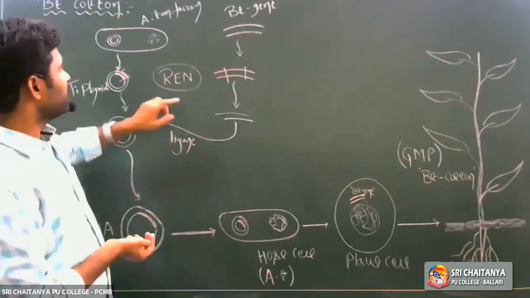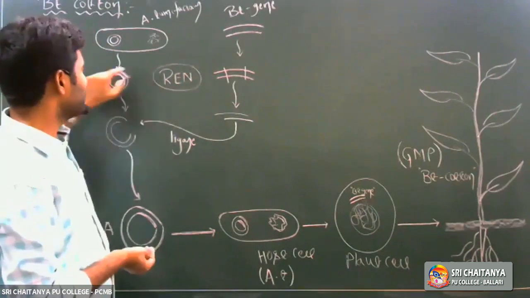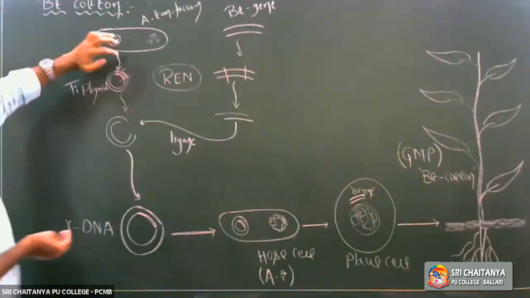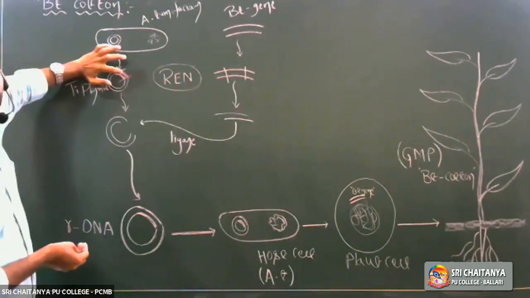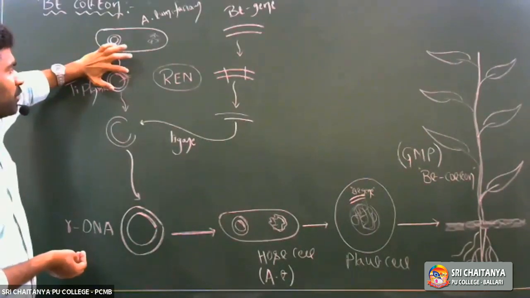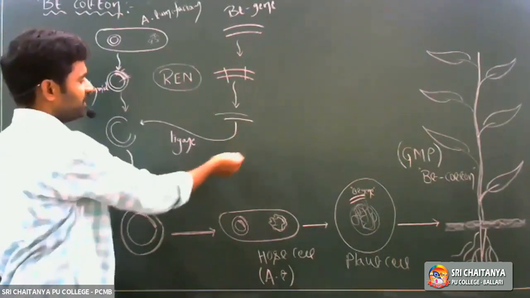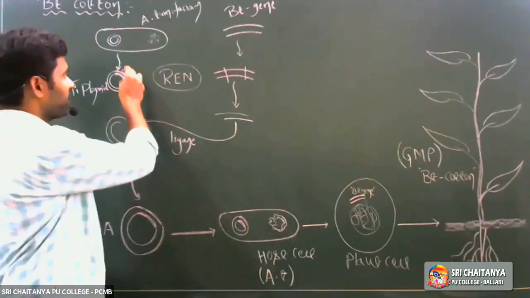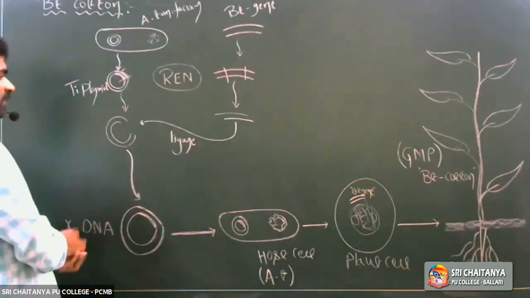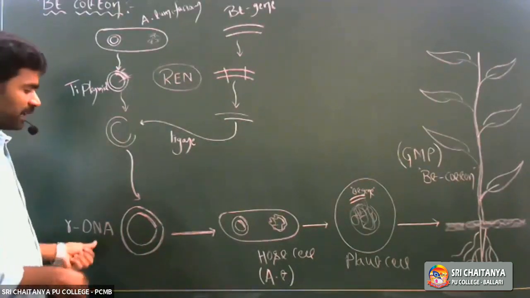But when we treat the Ti plasmid with restriction endonuclease enzymes, the T-DNA is inactivated, because the enzyme cleaves the Ti plasmid at the T-DNA. It means the disease-causing genetic material is completely inactivated. Again, we insert the Bt gene into the Ti plasmid at the T-DNA, resulting in the formation of an rDNA molecule, recombinant DNA or chimeric DNA.